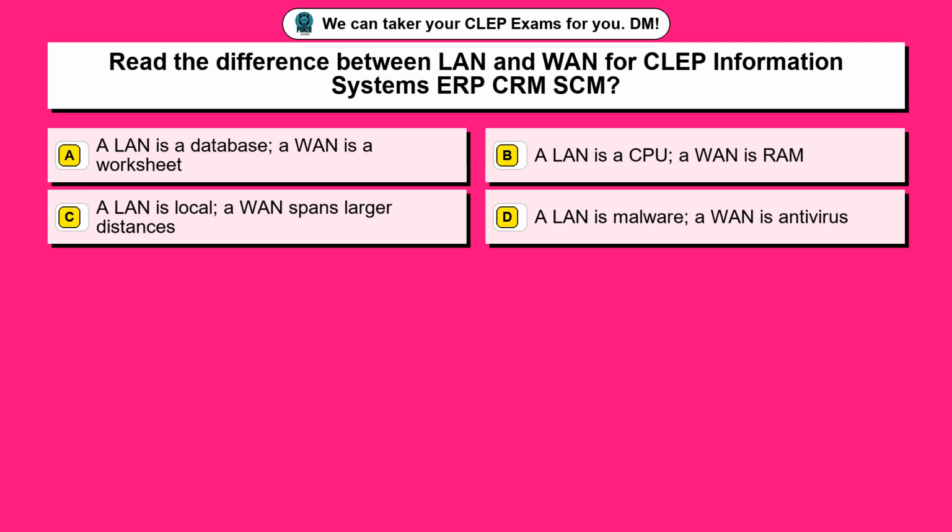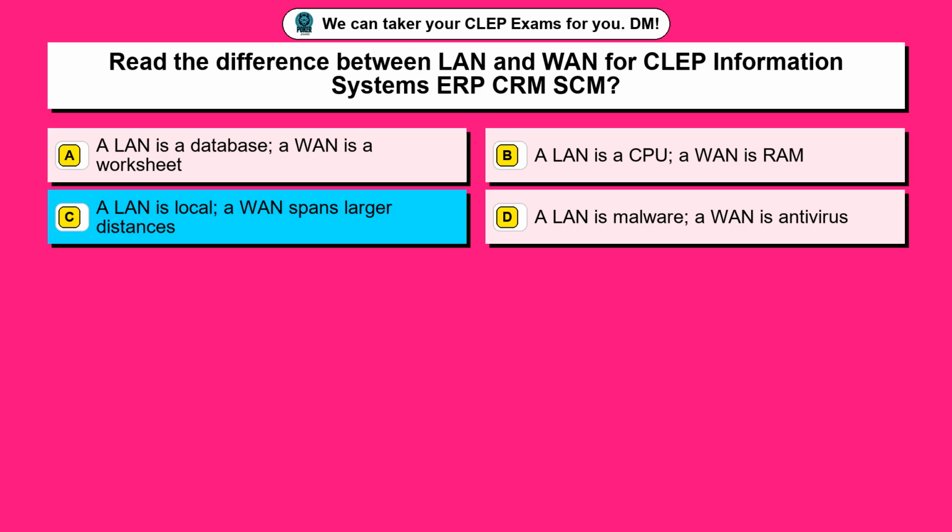Question 57. Read the difference between LAN and WAN for CLEP Information Systems ERP CRM SCM. Option A. A LAN is a database, a WAN is a worksheet. Option B. A LAN is a CPU, a WAN is RAM. Option C. A LAN is local, a WAN spans larger distances. Option D. A LAN is malware, a WAN is antivirus. The correct answer is option C.